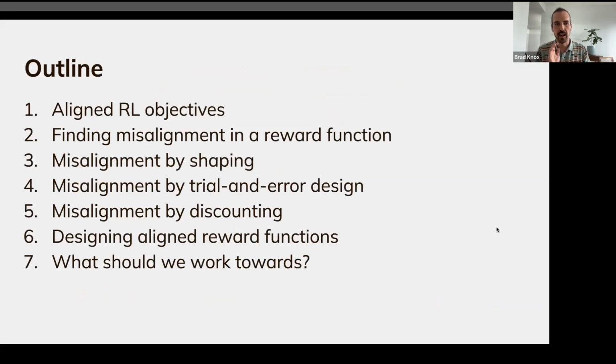I'm going to talk about aligned RL objectives and what I mean by that, motivate them a little bit. And then I'm going to talk about ways that you can find misalignment in a reward function or an RL objective more generally. And then three methods that commonly cause misalignment: shaping, trial and error reward design, and discounting. All of those are ways to find problems. And then the sixth part will be trying to take a positive perspective and talk about ways we might approach designing aligned reward functions. And then I'll end with some future work.